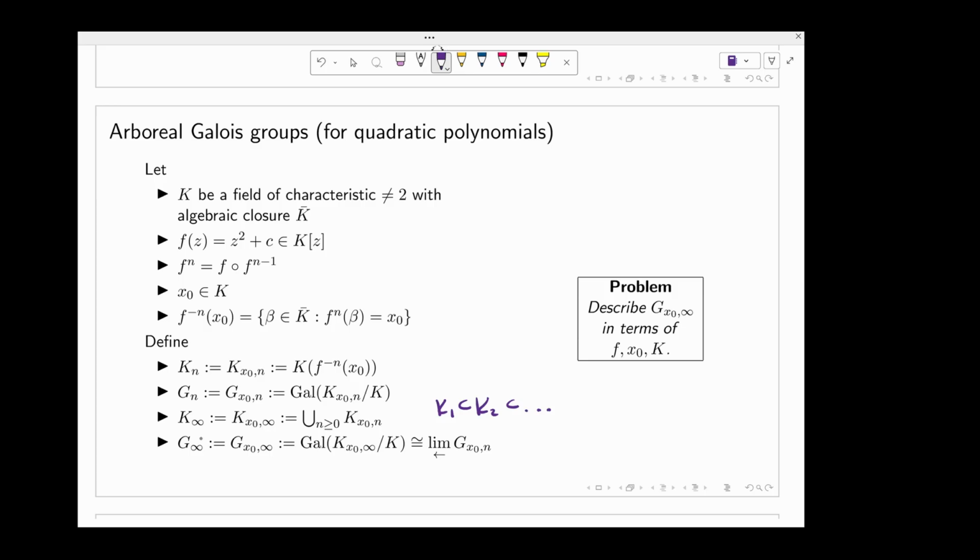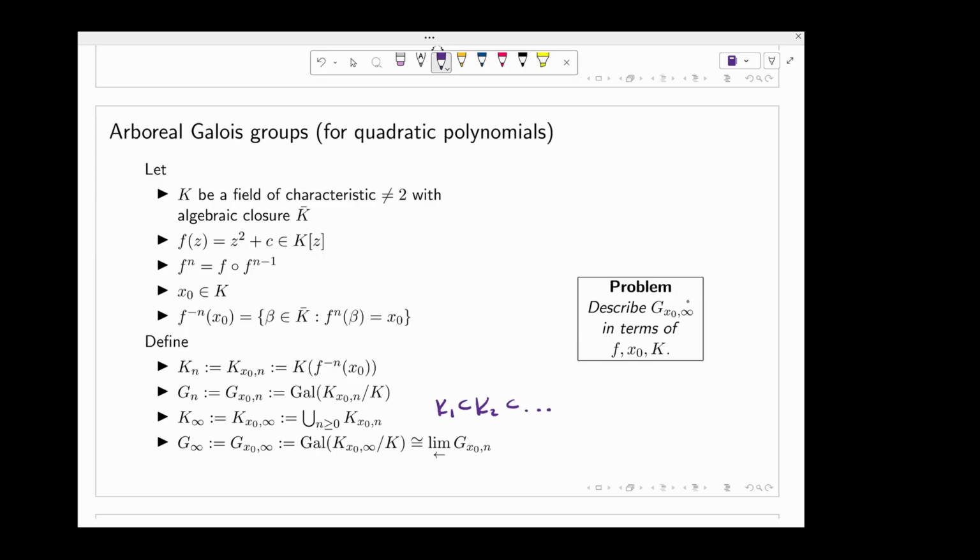And I'll denote these smaller fields as Kn, as I showed. The Galois groups of the Kn over K will be called Gn. The infinite extension will be K infinity, and the Galois group will be G infinity. And as I said, I'll decorate this with a little x naught when necessary to clarify what's going on in the problem. You can think of this infinite Galois group as just an inverse limit of these finite Galois groups, if it feels easier to think about Galois groups as being finite things.